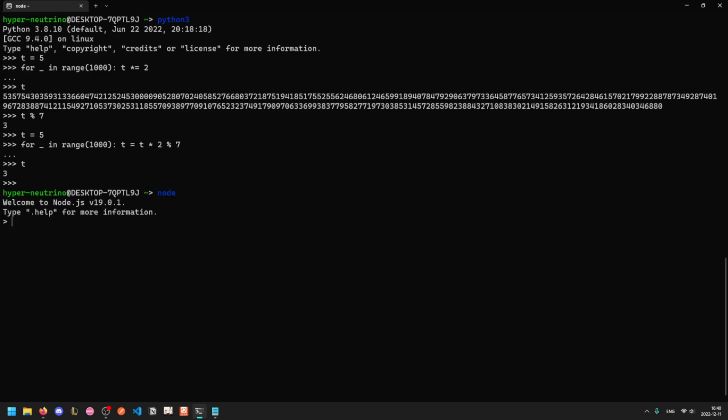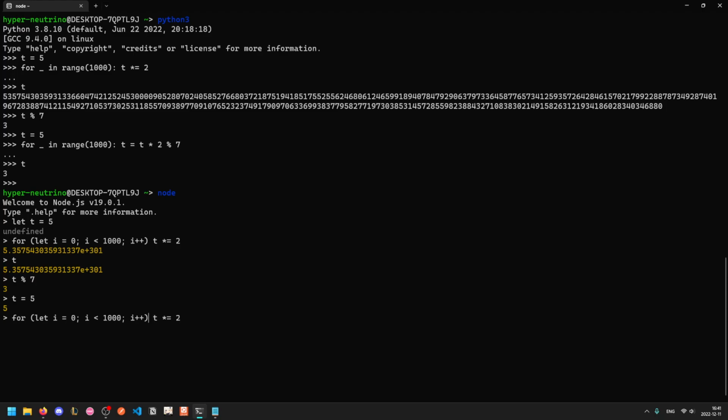To show why this is necessary, if we let t equal 5, and for let i equals 0, i less than 1,000, i plus plus, t times equals 2, t is this number. And if we take it modulo 7, oh, I'm honestly surprised that even worked. Let's add another 0. Okay, now t is infinity, because it's gotten so large that JavaScript's no longer capable of handling it, and it just goes to infinity. And if we do mod 3, it doesn't even work, because what is infinity mod 3?